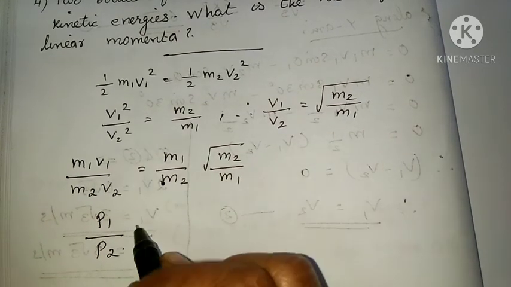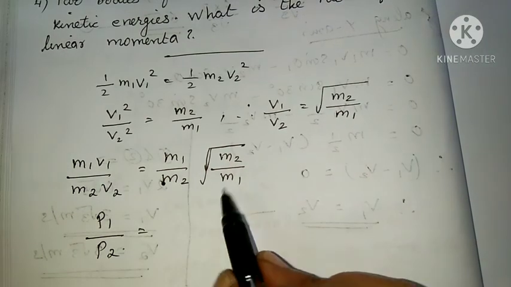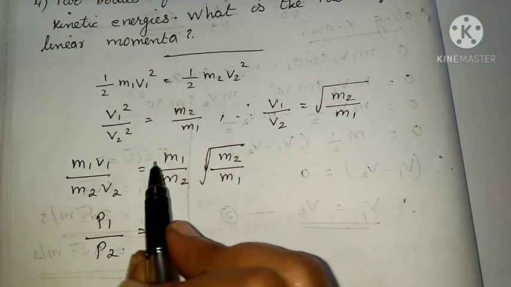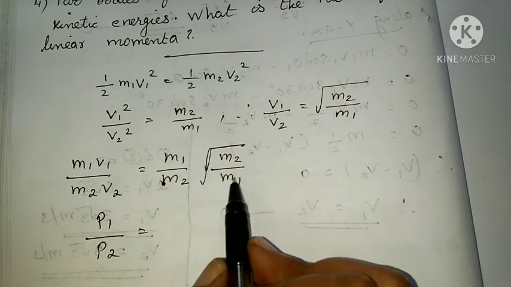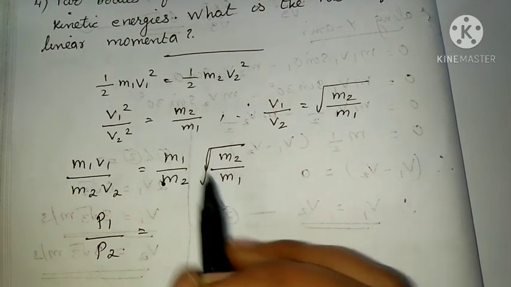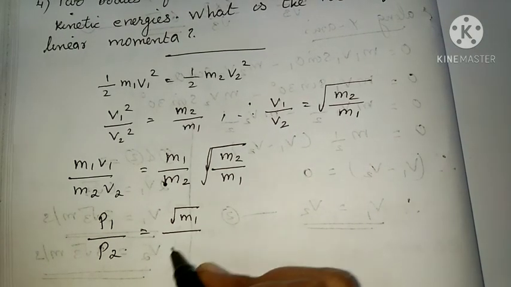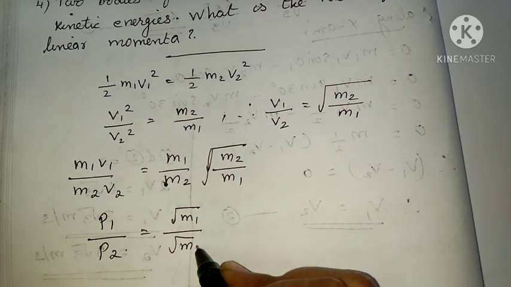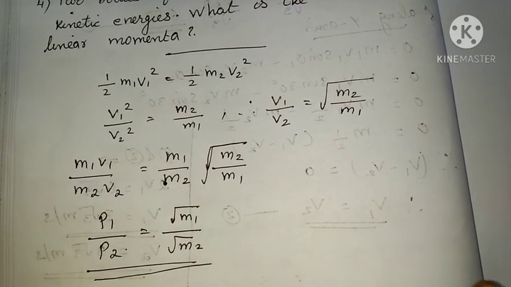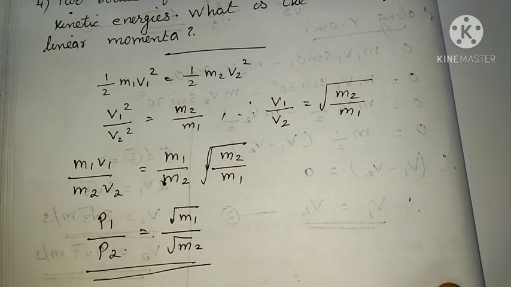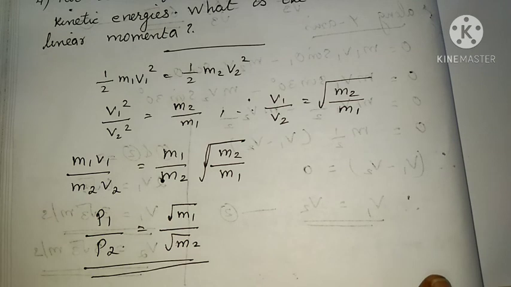p1 by p2 equal to m1 by m2 into root of m2 by m1. Here we can write m1 as root m1 into root m1. So, one root m1 and the root m1 in the denominator will cancel. Then the numerator is root m1, and similarly the denominator is root m2. So this is the ratio of the linear momenta of the two bodies: p1 by p2 equal to root m1 divided by root m2. Clear?